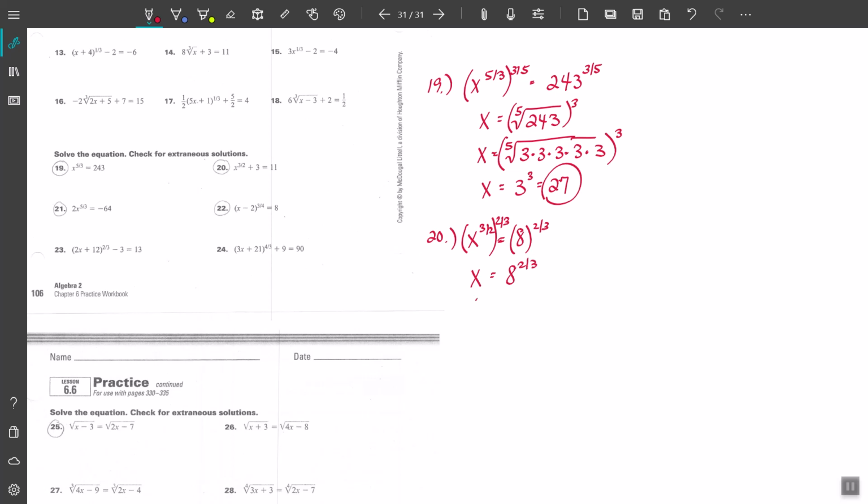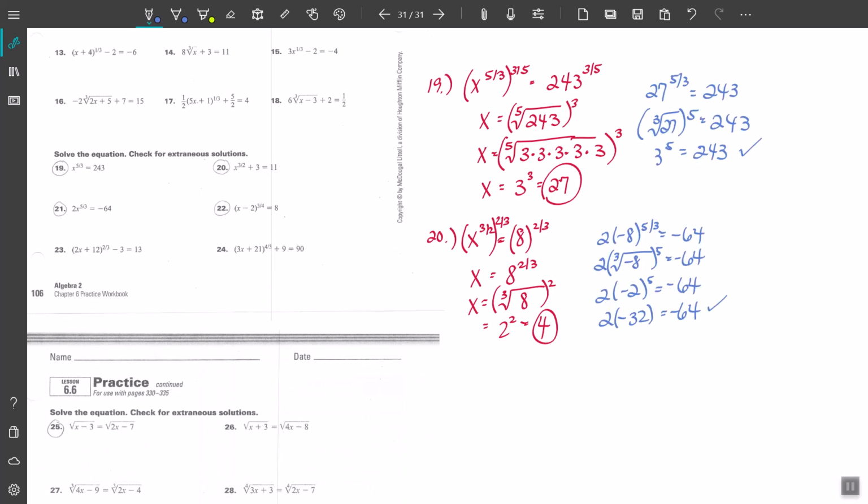Again, I'm not using a calculator, so I'm going to rewrite it as a radical. Cubed root of 8 is 2, raised to the second power is 4. All right, pause the video here and check these two solutions to make sure they're not extraneous, and then start the video back up. All right, so you should have gotten a check on both of those.